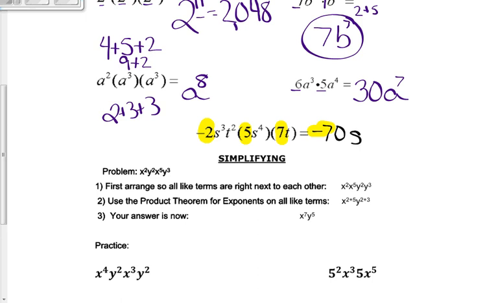All right, now let's do the s's. I have s to the third and s to the fourth. So 3 plus 4 is 7. Here I'm going to have t and t to the second, and this is going to be t to the first power. 2 plus 1 is 3.